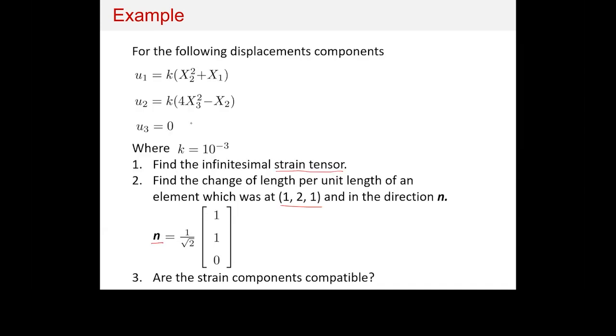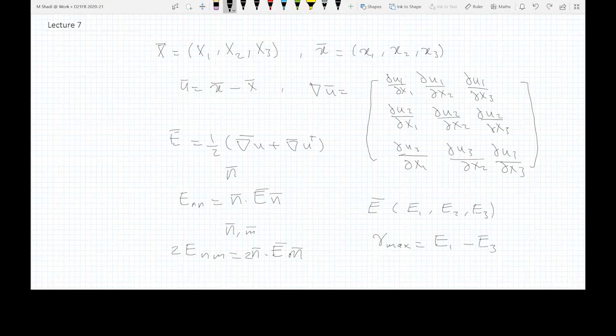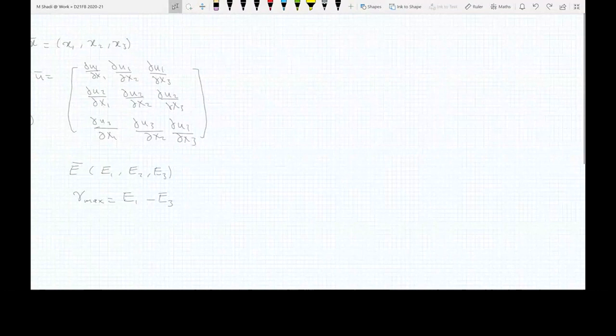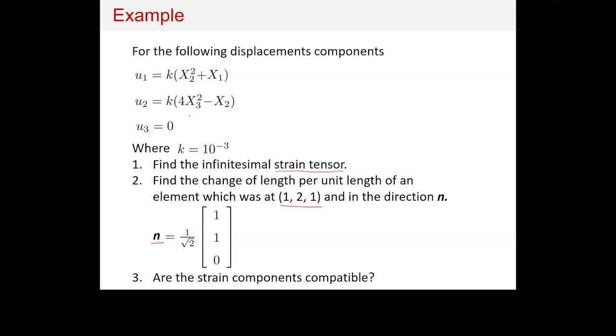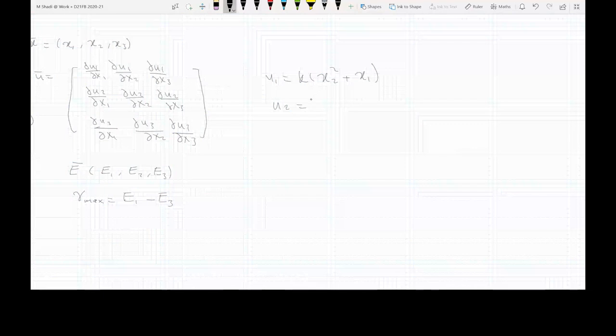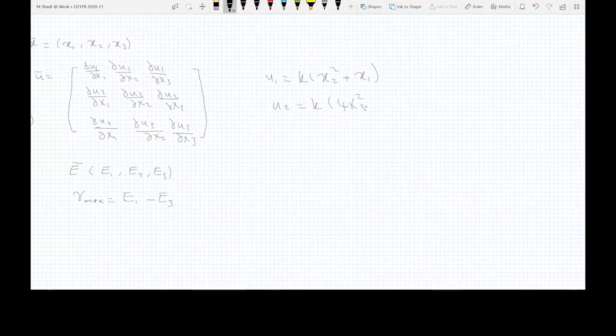We have the displacements. I'm just going to copy the displacements over here. So the displacements are u1 is equal to k times (x2 squared minus 4) added to x1. And then we have u2, which is k times (4x3 squared minus x2). I probably should be using capital letters here, so I'll rewrite them as capital X2 and X1. And then u3 is equal to 0.